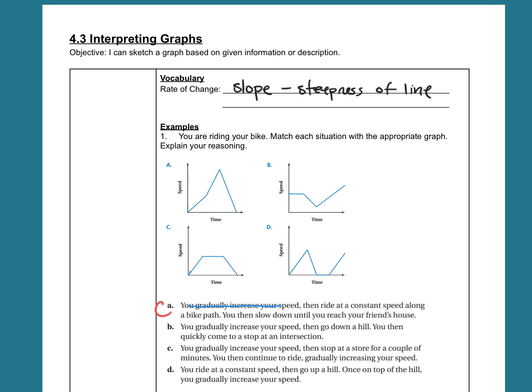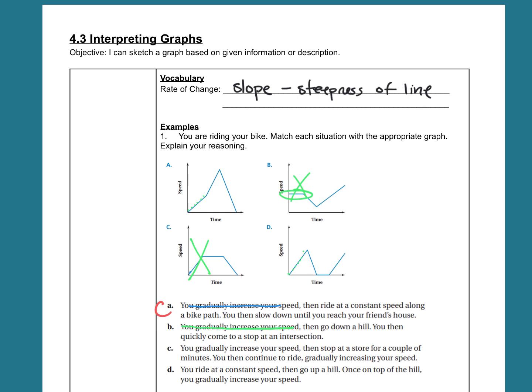Okay, let's look at the next one. B, you gradually increase your speed. So again, we want speed going up. We already used C, so that's out. Speed's going up, up, up, so it could be A. B, it starts with speed the same, so it can't be that one. D, speed's going up, up, up, so it could be A or D. So we did the gradually increase your speed.